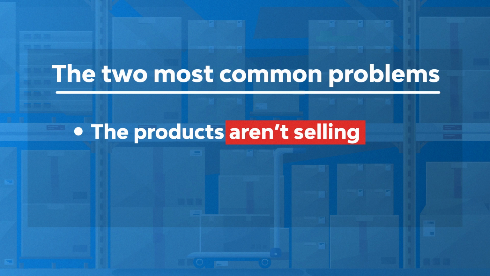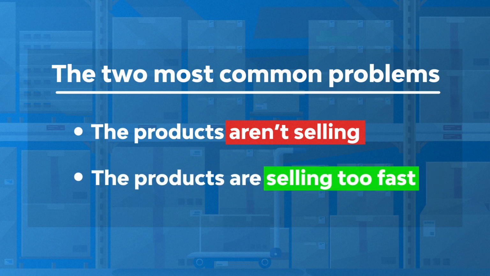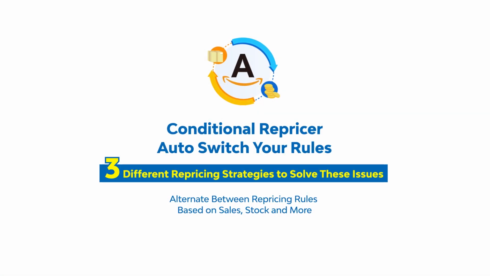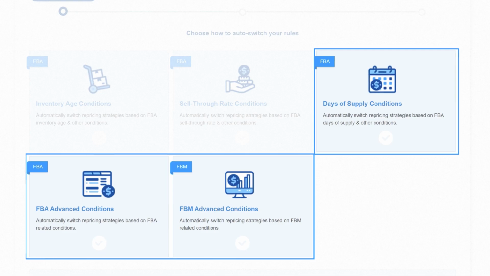The second problem, and this is a good problem, is the products are selling too fast and they're selling like hotcakes and you can't get your hands on the products fast enough to replenish them. And in this scenario, you want to find a way to get more profits from the Replens, from the available stock that you have. I'm going to be going through 3 different conditional repricing settings to show you what you can do in these different situations. Let's go into the software.